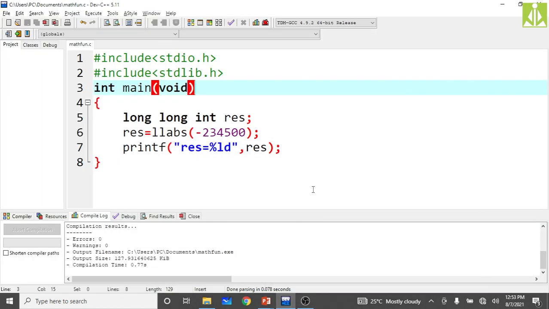Okay, so in this way we can calculate the absolute value of a long integer. The function name LLABS we need to use to calculate the long absolute value.